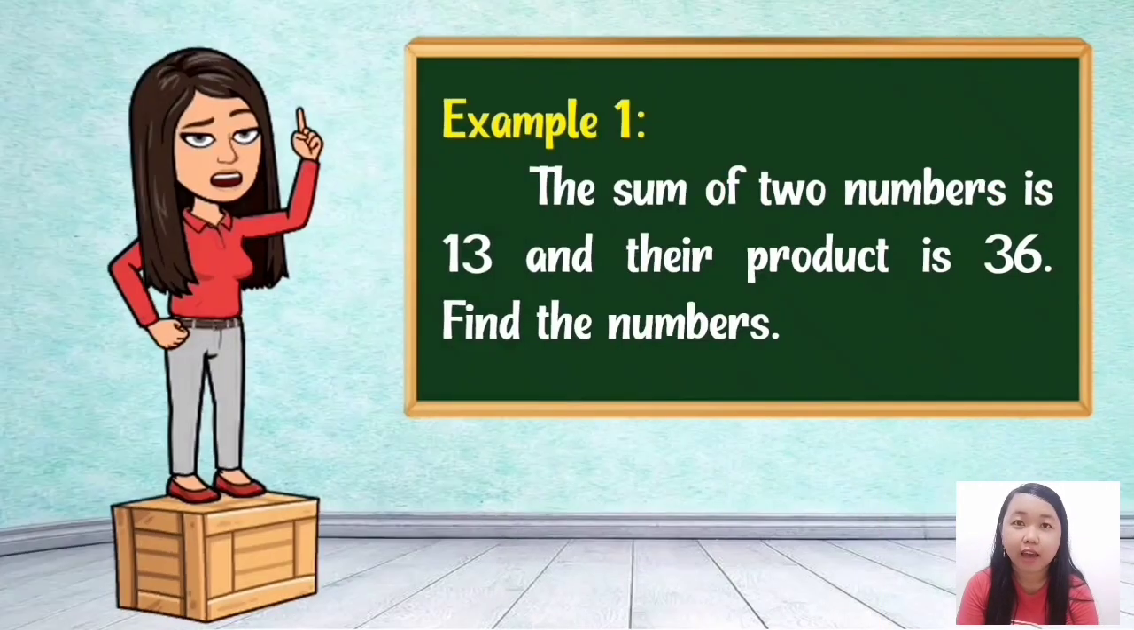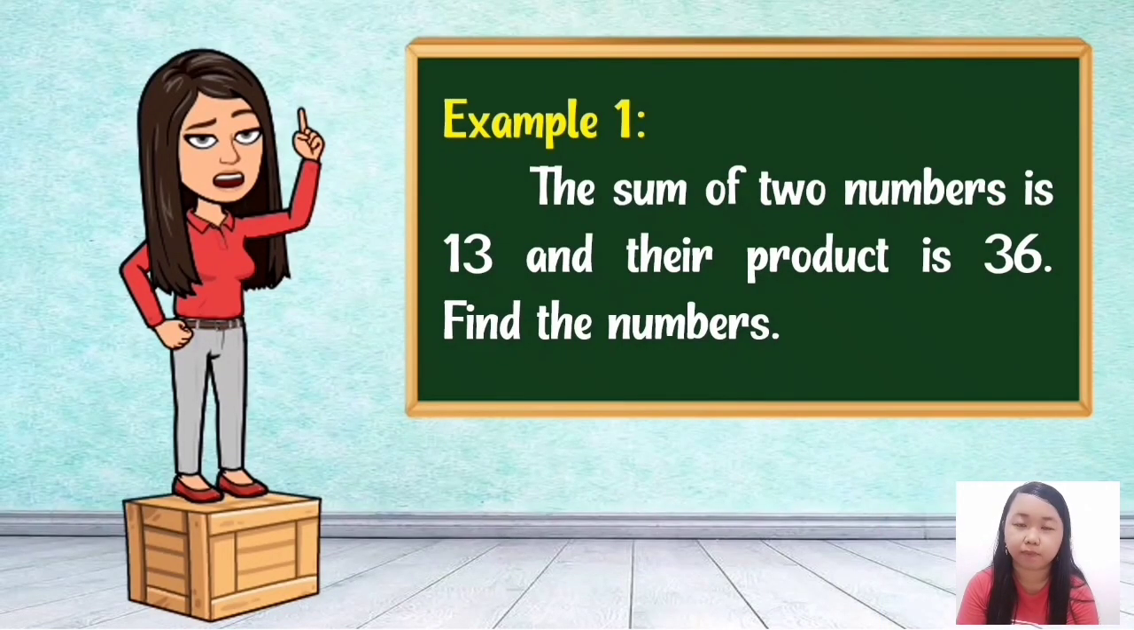So let's have example number 1. The sum of two numbers is 13 and their product is 36. Find the numbers. Again, the sum of two numbers is 13 and their product is 36. Find the numbers.